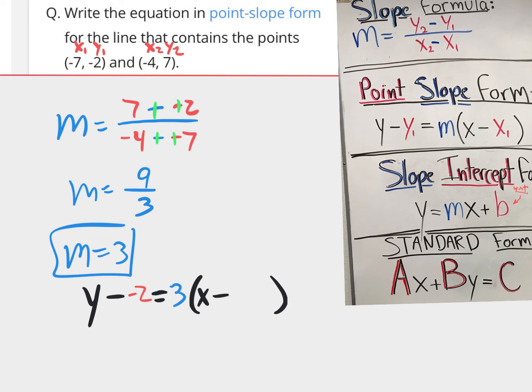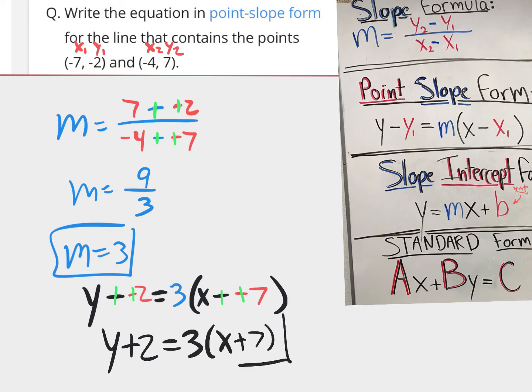Put the negative 7 right there. And anytime you have a minus minus, change it to plus plus. And this is what you're going to type in for full credit: y plus 2 equals 3 parenthesis x plus 7. That's what they want us to write in point-slope form. No spaces between your terms. That's it. Let's move on.